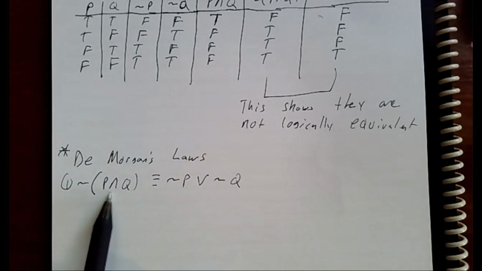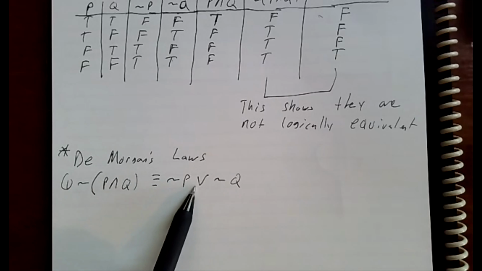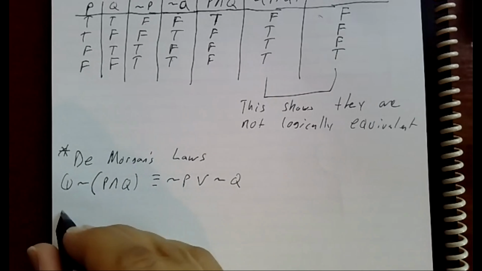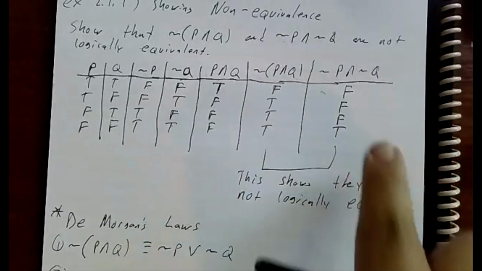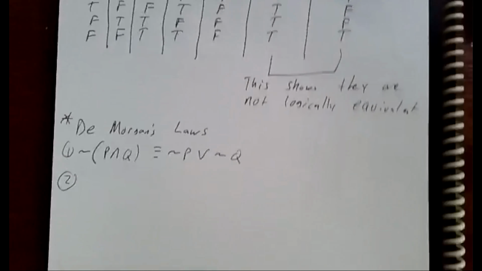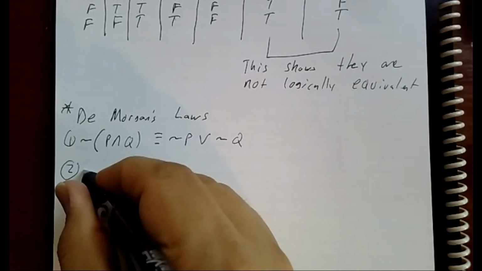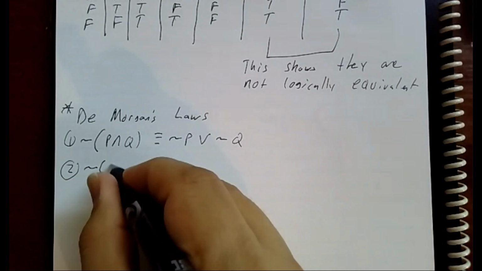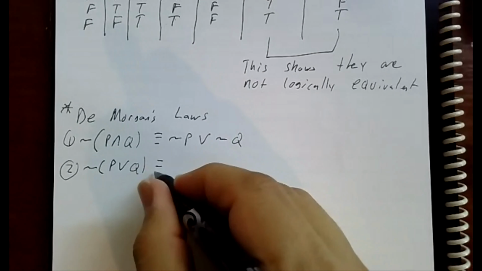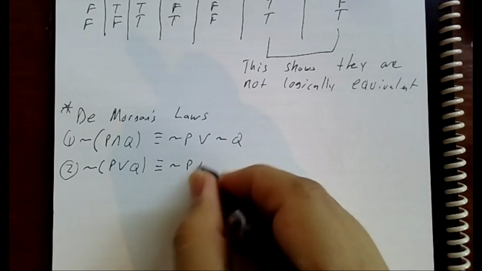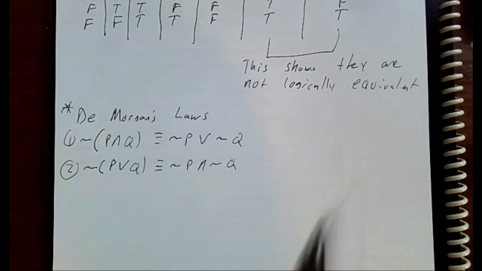So you actually negate the conjunction. You see that? That's why these were not the same, because this was still an and. And we showed that. So not P or Q would be the same as not P and not Q.